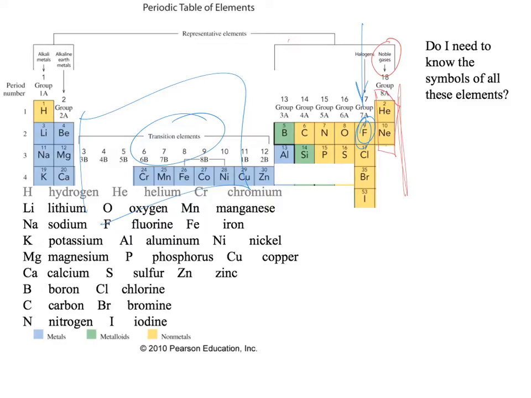And then over here on the far left-hand side, we've got two more columns with nicknames. The very first column, group 1A, is nicknamed the alkali metals. And the second column is the alkaline earth metals.